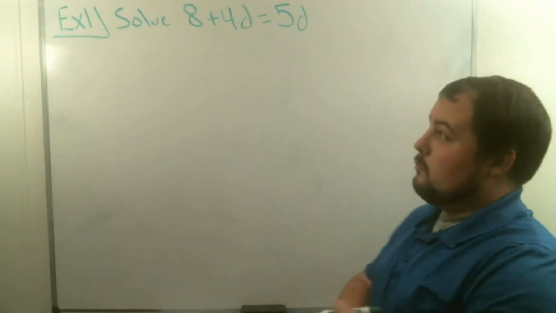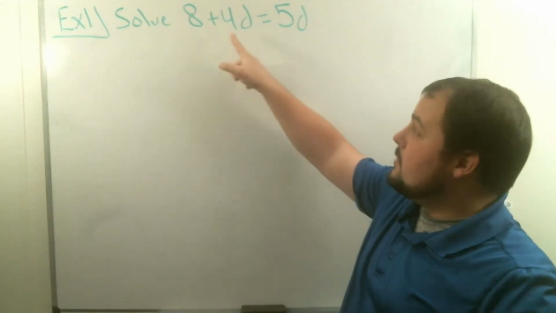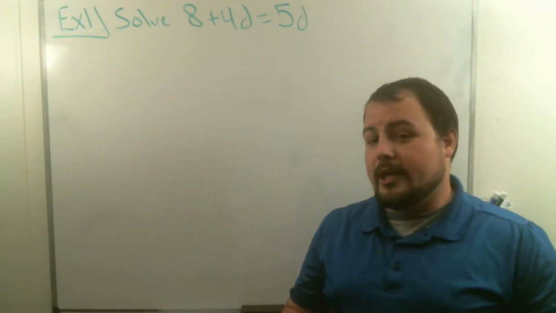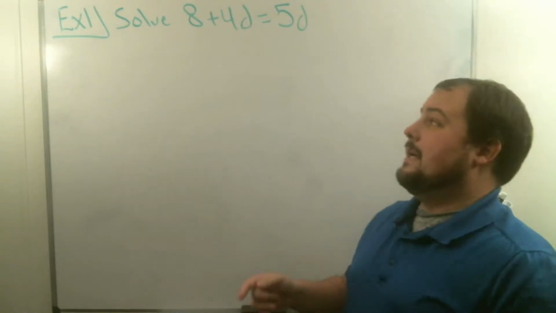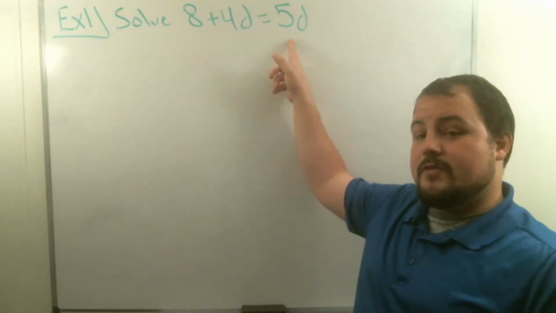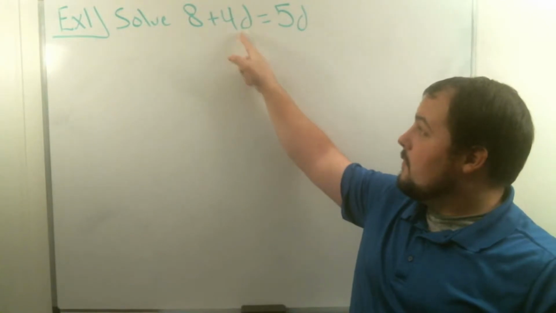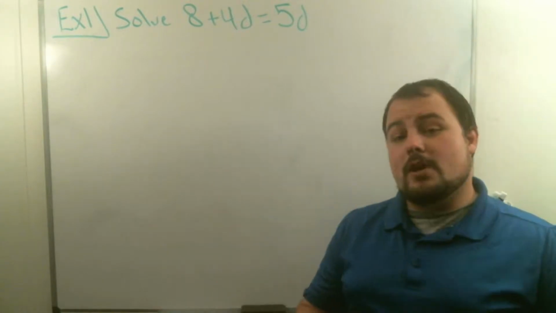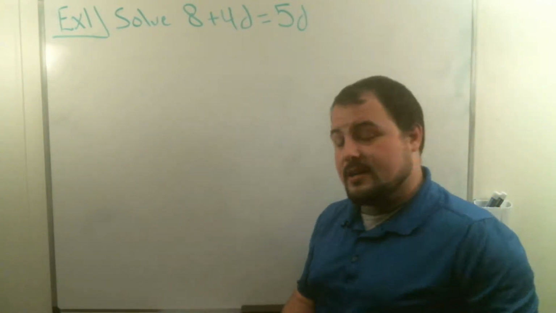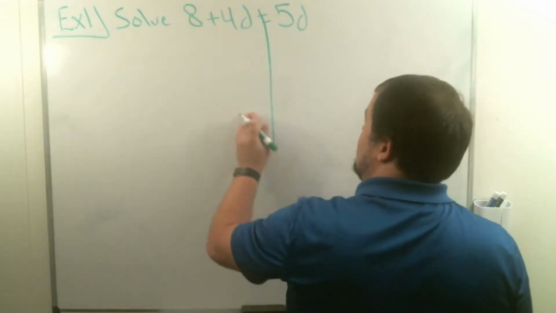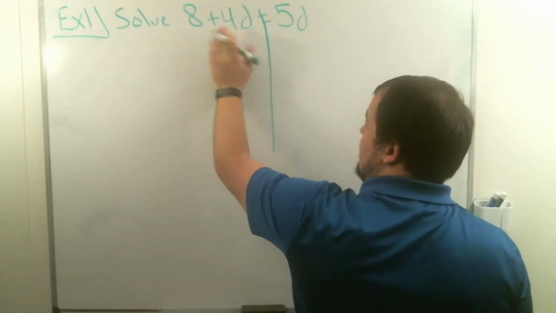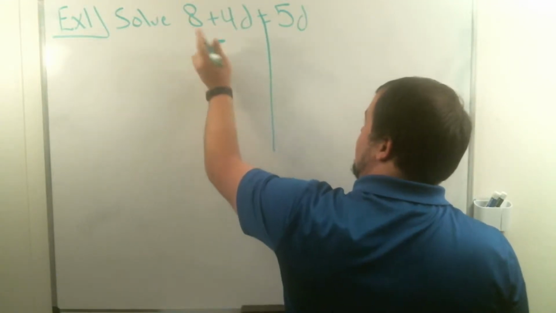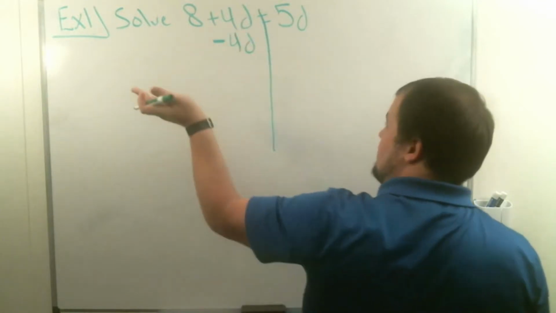In our first example, we're going to be solving the equation 8 plus 4d equals 5d. The very first thing we want to do is move the variable, but in this case, since we have a variable that's all by itself, we want to move this variable to the same side that the variable all by itself is on. To move a variable, all you have to do is either add it or subtract it. So we draw a line through our equal sign, and if we want to get rid of 4d, and it's a positive 4d, we do the opposite. The opposite of positive 4d is minus 4d.